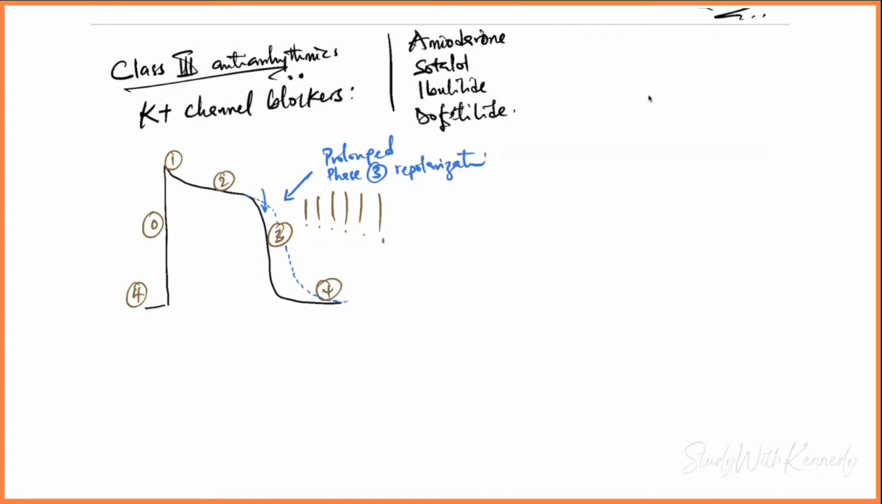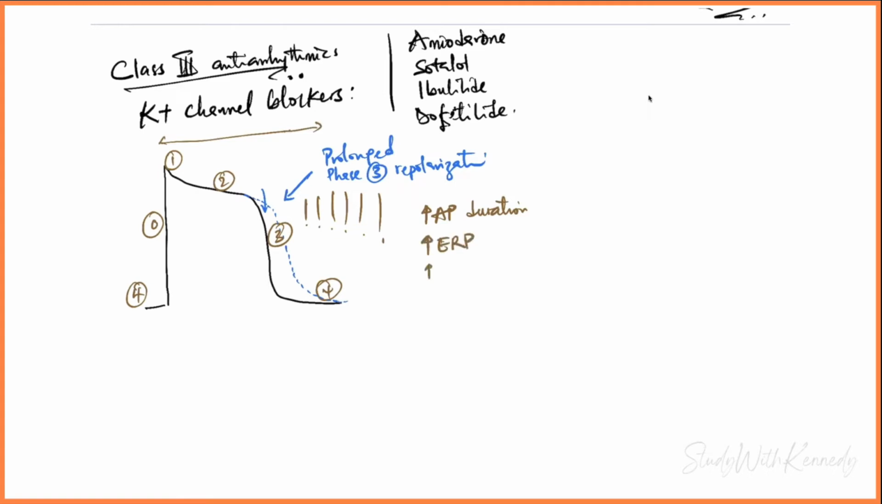Prolonged phase 3 repolarization. If phase 3 repolarization is prolonged, automatically it takes longer for this action potential to be executed. So we know automatically that class 3 antiarrhythmic medications are going to increase action potential duration. What else is going to happen? The effective refractory period is also prolonged.